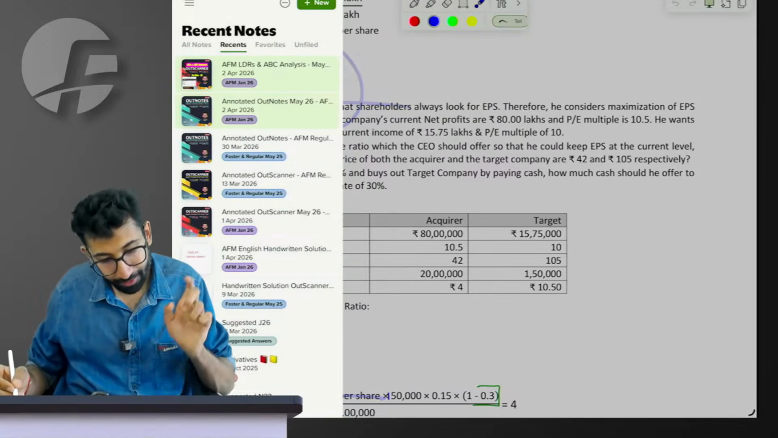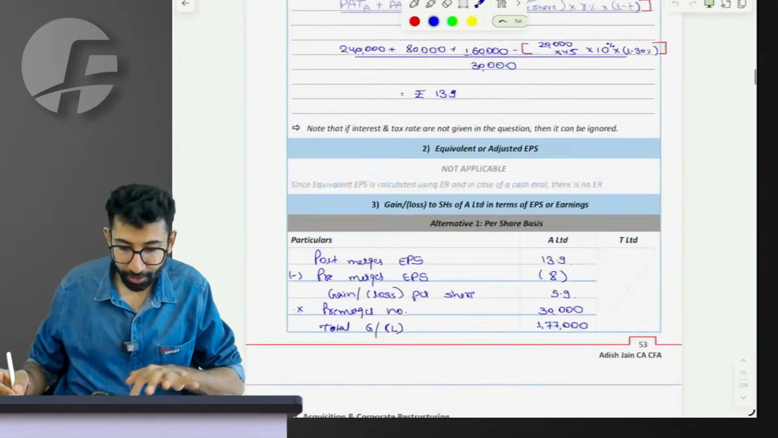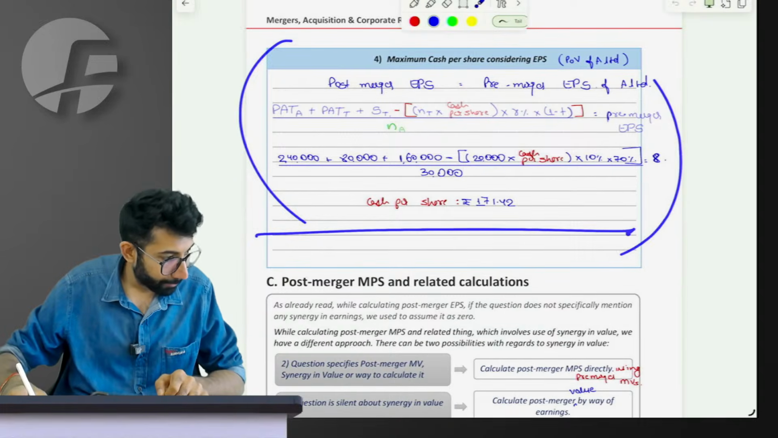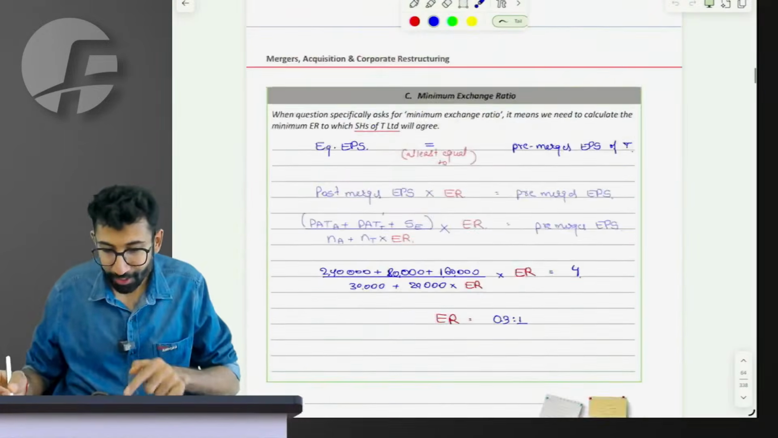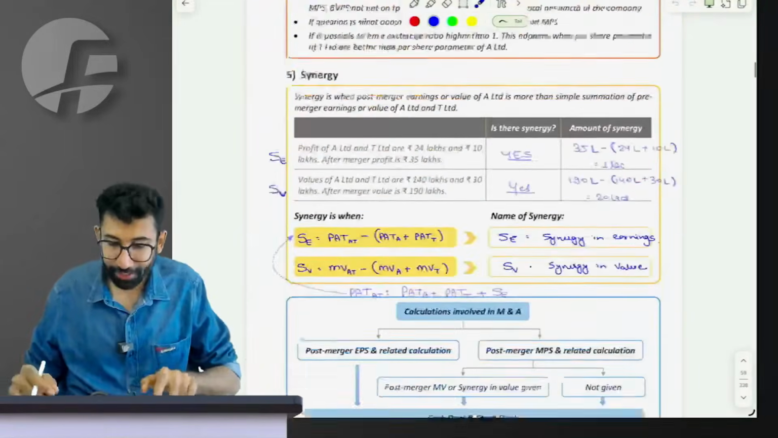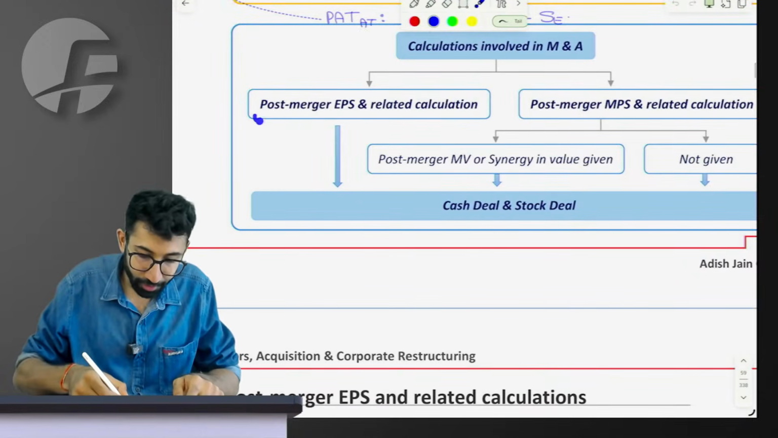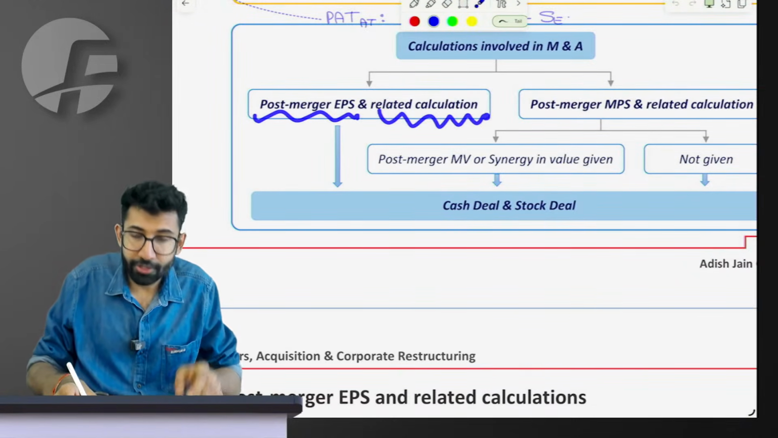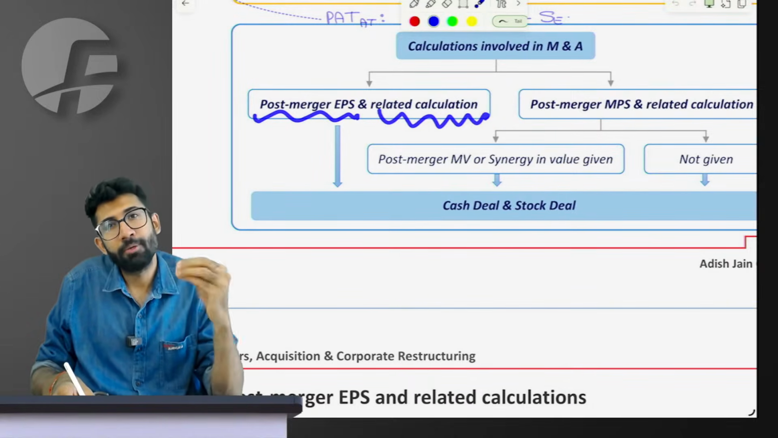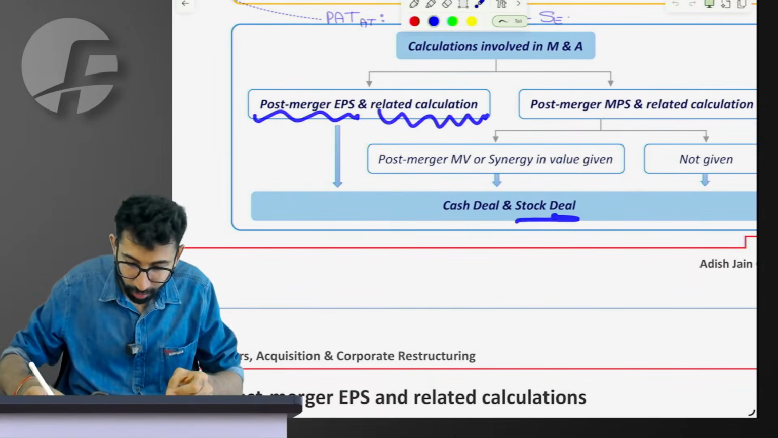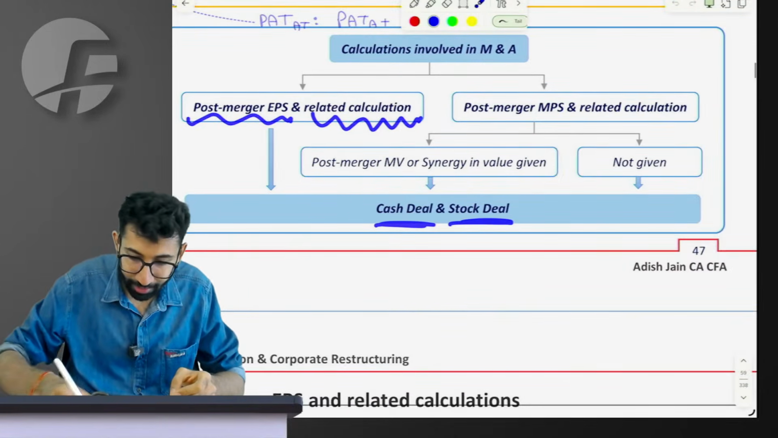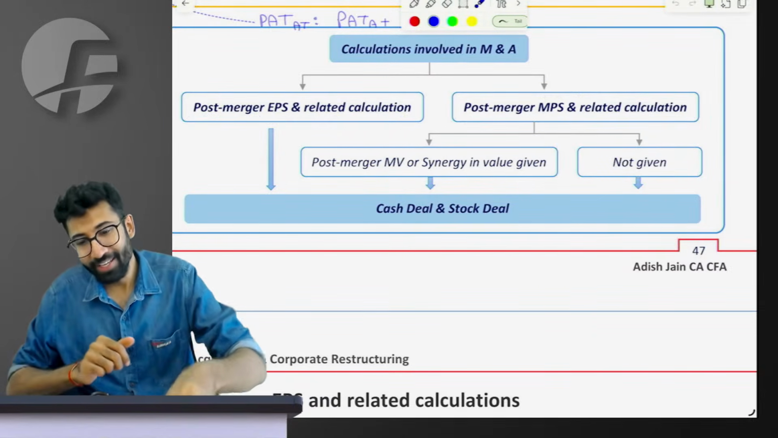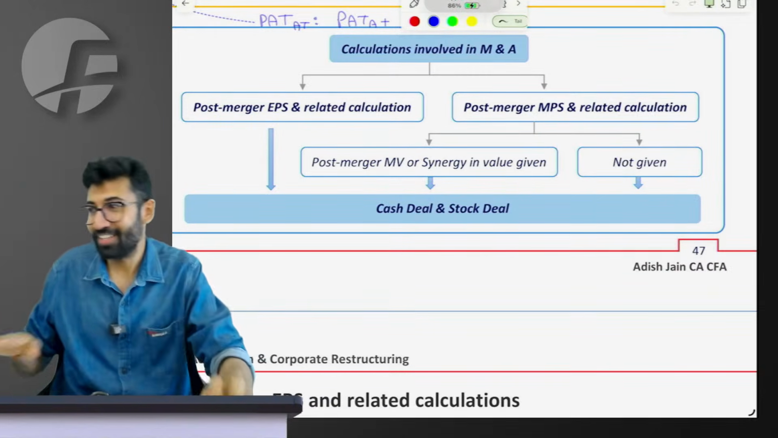Question number 9. Was there a category question in which we have solved the maximum thing to be done? Correct. So the first section of this entire chapter gets done, where we learned how to calculate post-merger EPS and related calculation of gain, loss, maximum, minimum, etc., in case of stock deal as well as cash deal. Now I'll take you to the post-merger MPS and related section. Are we all ready?